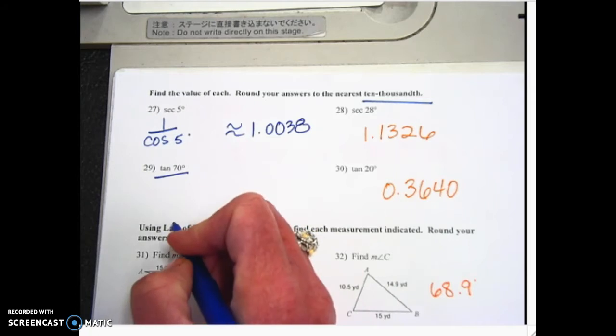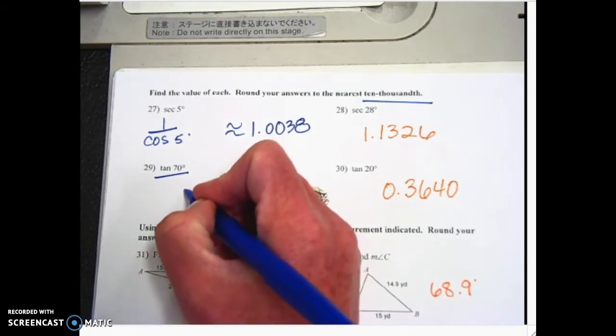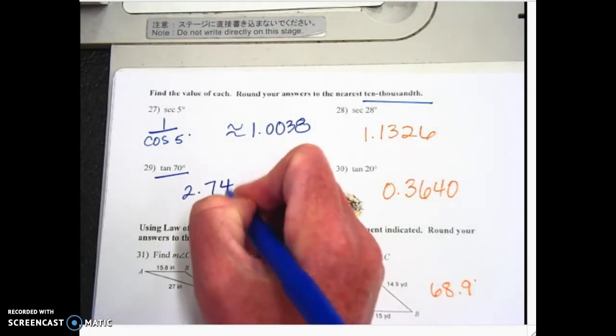Tangent, you just hit the tangent button, type in 70, hit the equal sign, you should get 2.7475.